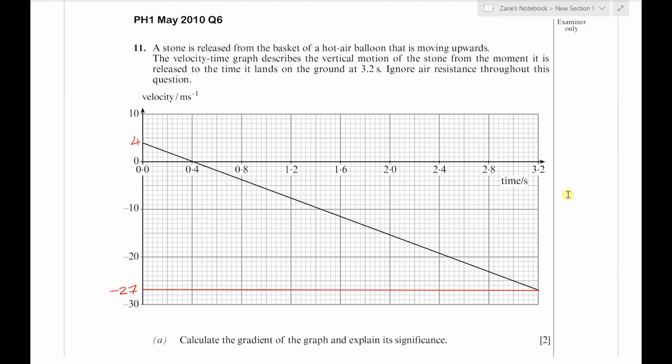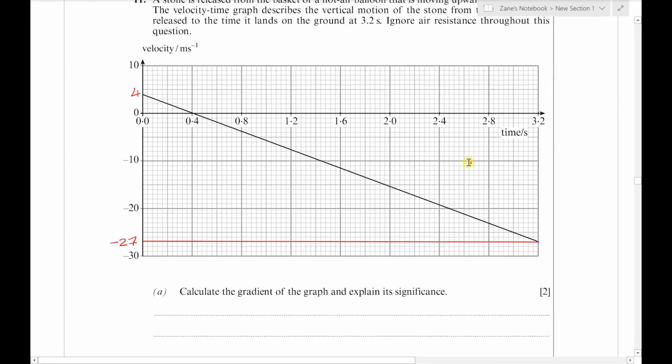The velocity time graph describes the vertical motion of the stone from the moment it's released to the time it lands on the ground at 3.2 seconds. And we're going to ignore air resistance all the way through this question. That's going to come in towards the end of the question.